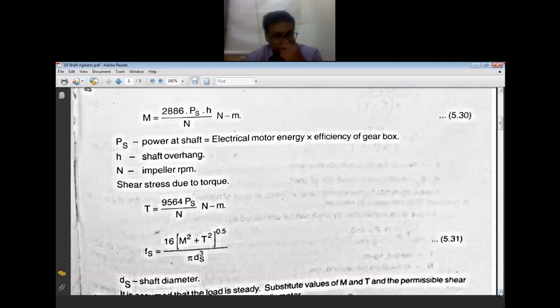Now the next situation is the shear stress calculation. So first we have to consider the load, the bending moment or torque, and then we have to calculate the stresses. The stress is equal to torque upon Z, that is the sectional modulus. So shear stress is equal to (M square plus T square) whole raised to 0.5 upon pi ds cube upon 16. Pi ds cube upon 16 is nothing but the sectional modulus, and (M square plus T square) whole raised to 0.5 is what is the average.